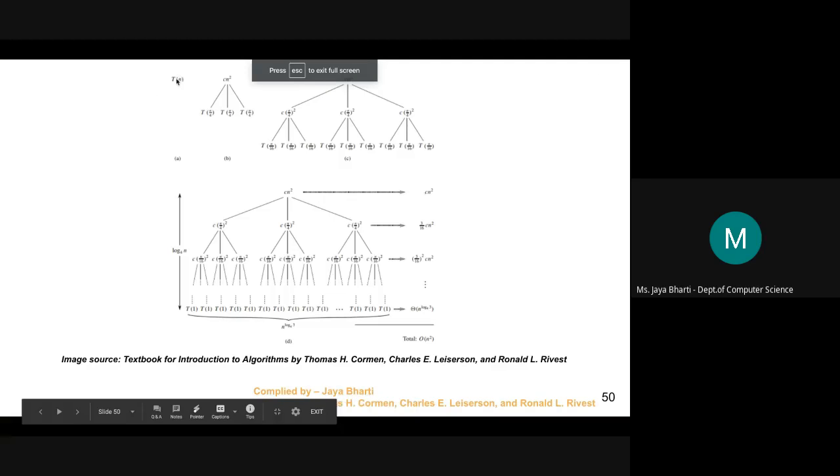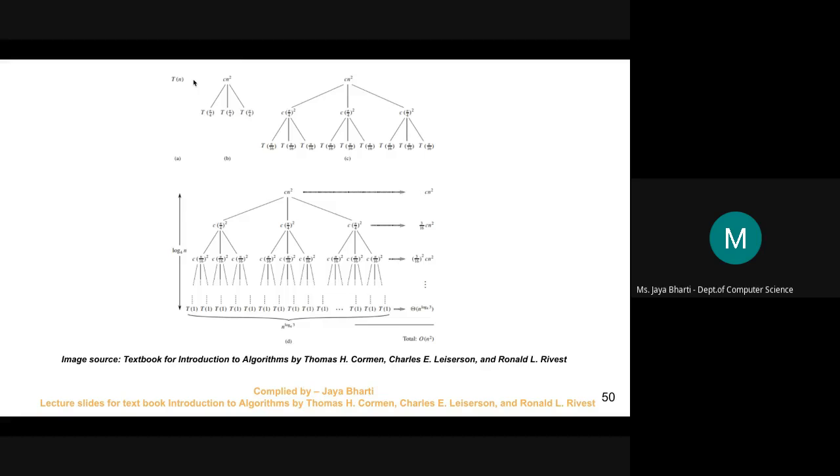Okay, initially we will have the original problem, which is T(n). Then you divide it into 3 sub problems, each of size n/4. The cost of dividing the original problem into 3 sub problems is cn^2. So you can see now it will be cn^2 and then T(n/4), T(n/4), T(n/4), because you have divided the problem into 3 sub problems.